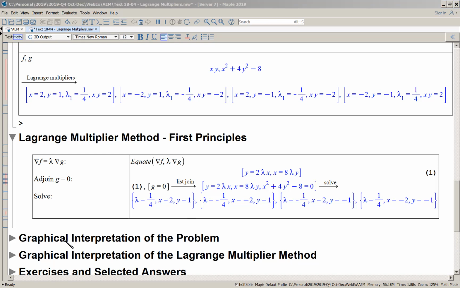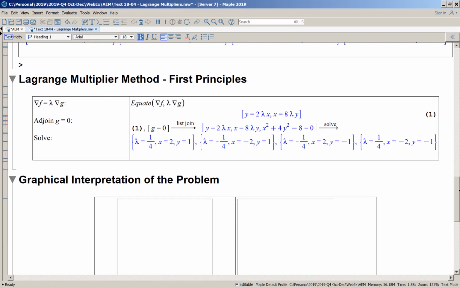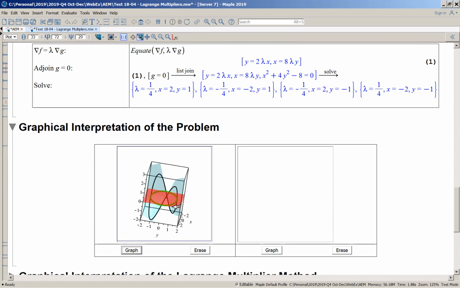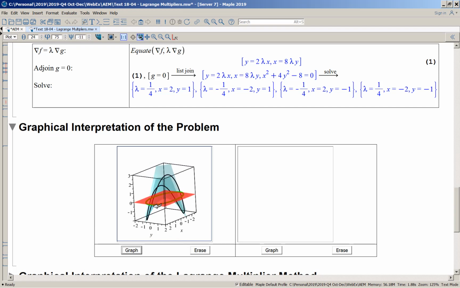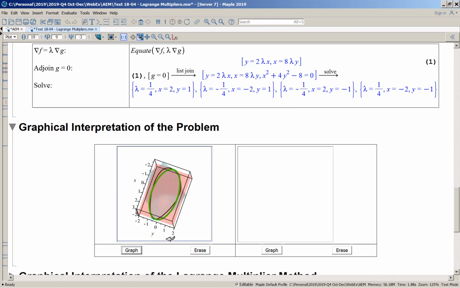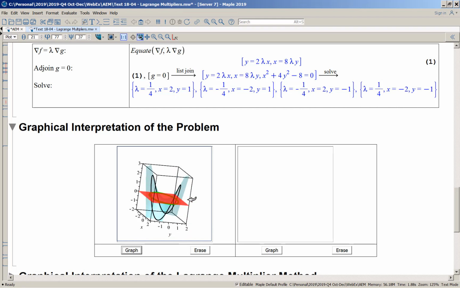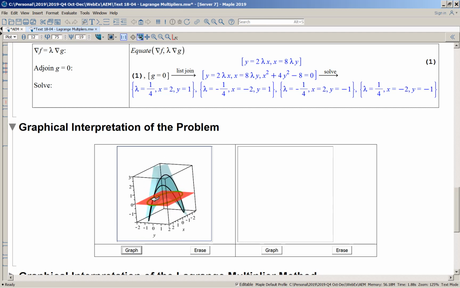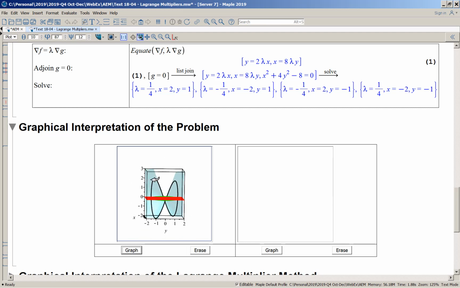Well, we're looking for some insight into what Lagrange multipliers is all about, so maybe some graphs might help. So here's one graph. It shows in cyan the saddle function. The red plane is z equals 0, and that's where the ellipse lives. And the black curve is the lift, projection, of the ellipse onto the saddle surface. And you can see why you get 2 maxes and 2 mins.